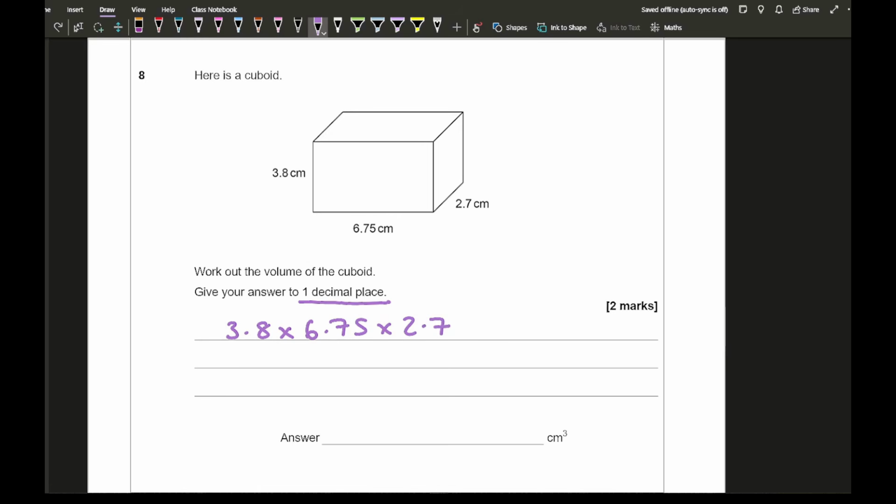And on the calculator I get an answer of 69.255. Now the question does specify to give my answer to 1 decimal place, so I just need to round this number to 1 decimal place, which gives me an answer of 69.3.